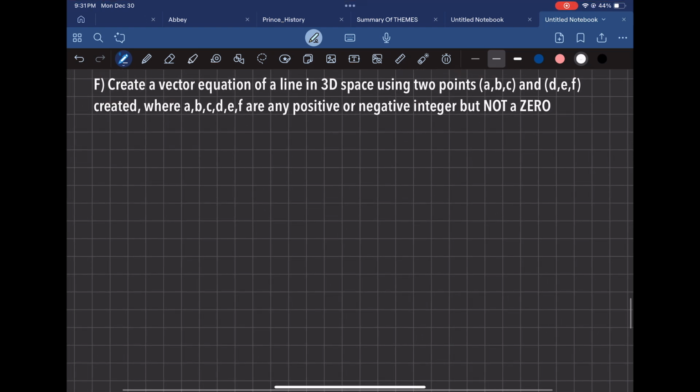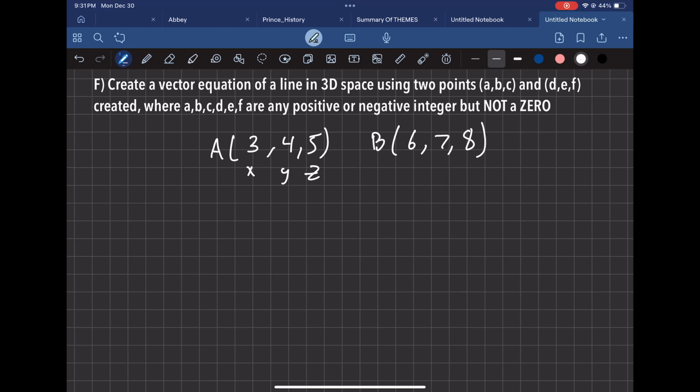So I'm just going to create A, 3, 4, 5, and since it must exist in 3D space, you'll notice I put an X, Y, and Z component to the point. And now B is just 6, 7, 8. So there's 2 random points in 3D space.